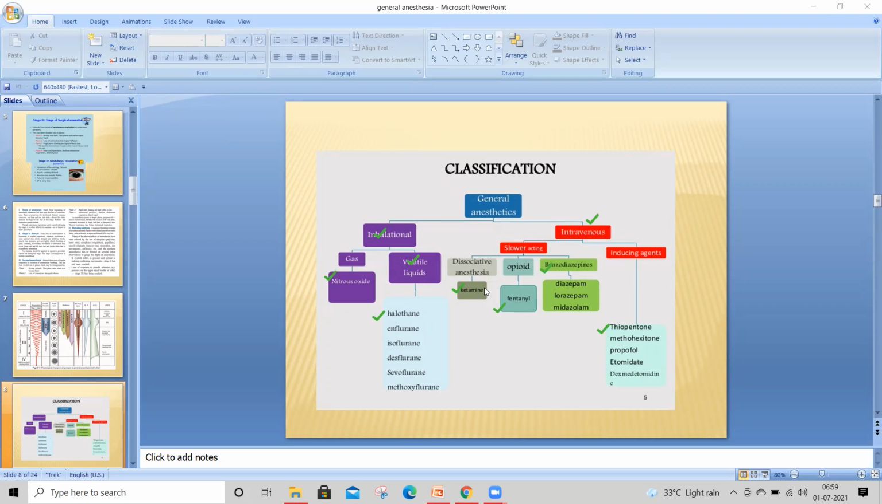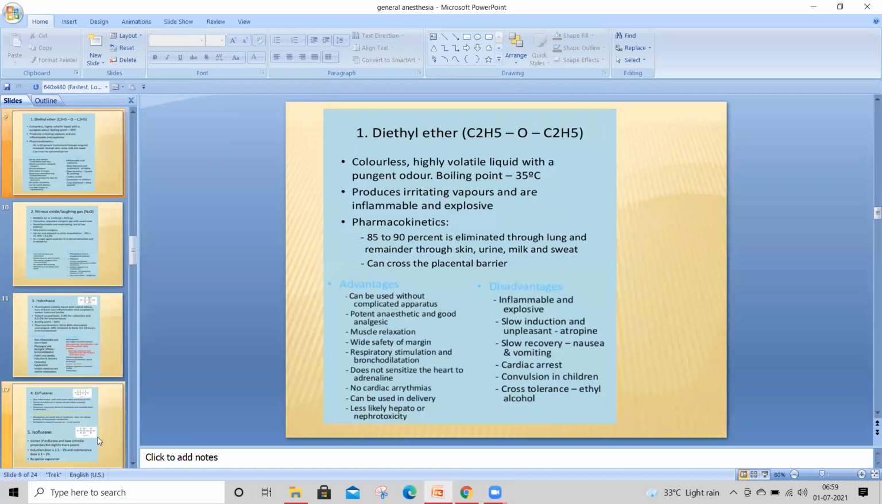If you remember this class of drugs, then around 3 to 4 MCQs in the exam you may get. And if you know the classification of drugs, then you can write the correct answer. So after that, the first drug is diethyl ether. And you have to remember the simple properties of diethyl ether.